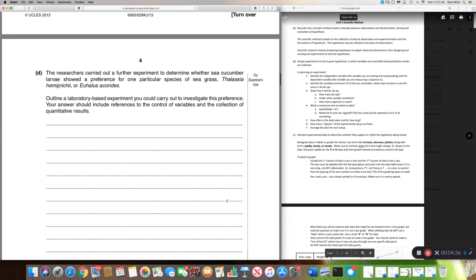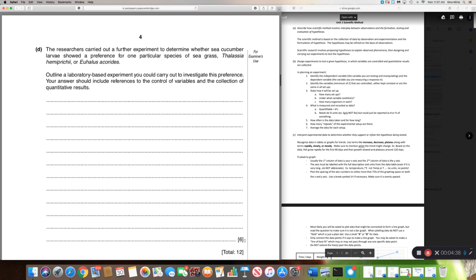The next part, and this is usually the high number, right, is going to be outline a laboratory-based experiment you could carry out to investigate this preference, right? So they'll tell you that they want to see if they prefer a specific species of seagrass versus another, right? So the researchers carried out a further experiment to determine whether sea cucumber larvae showed a preference for one particular species of seagrass, Thalassia, versus the Euhalis, right?